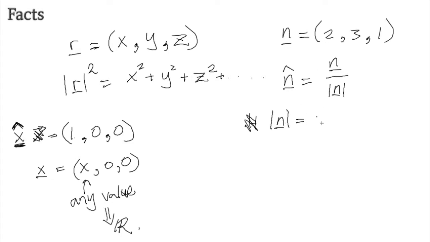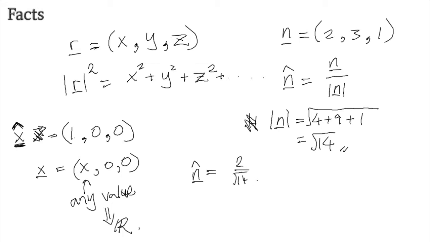is equal to the square root of 4 plus 9 plus 1, which is root 14. And so n hat is essentially 2 on root 14, 3 on root 14, and 1 on root 14.